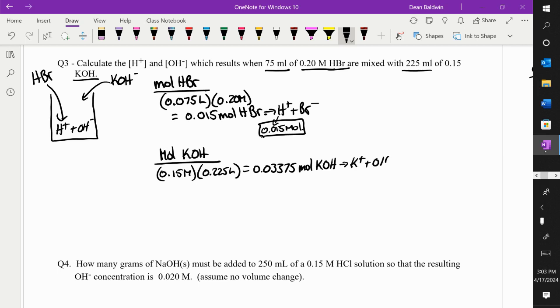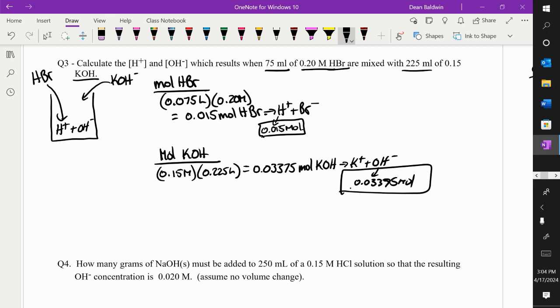Same number, right? You don't have to write this; I'm just writing the dissociation to reinforce that. I'm not going to do that later on. Because I have this many moles of KOH, I know I have that many moles of OH minus: 0.03375 moles. Okay. What do we have more of, acid or base? Base. We have 0.03375 moles of OH minus floating around and less H plus floating around.